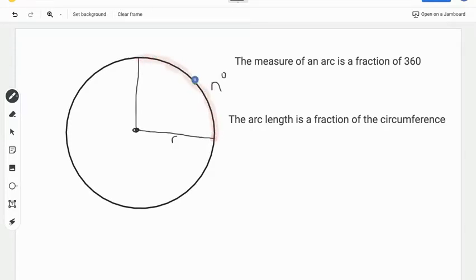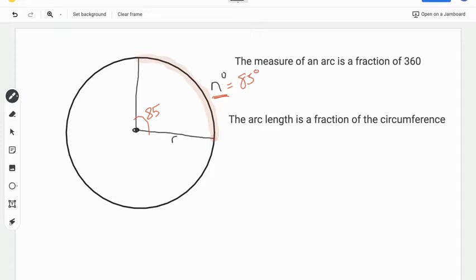Okay, so we know that the measure of the arc, this n value that you see here, has to be the same degrees as our central angle. So if this inside angle here was 85 degrees and it's going through the center, then our arc measurement would also be equal to 85 degrees.